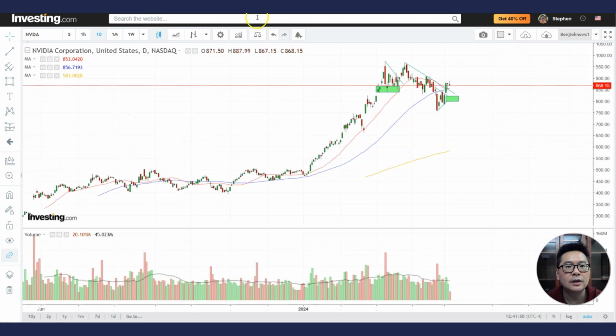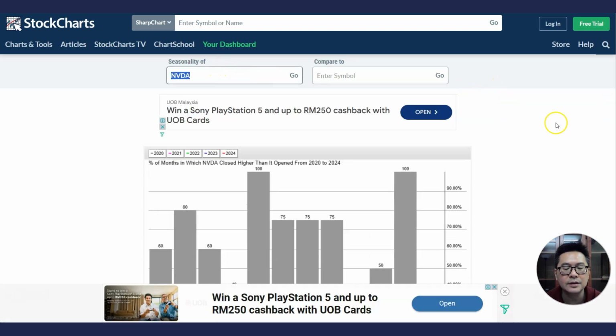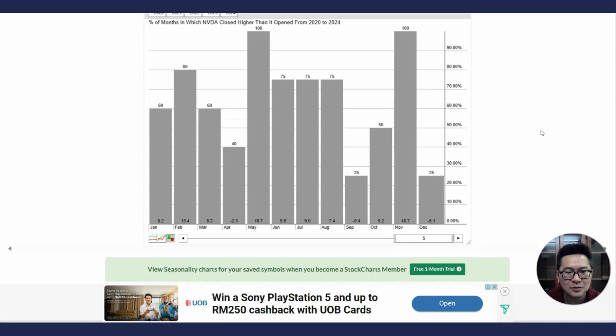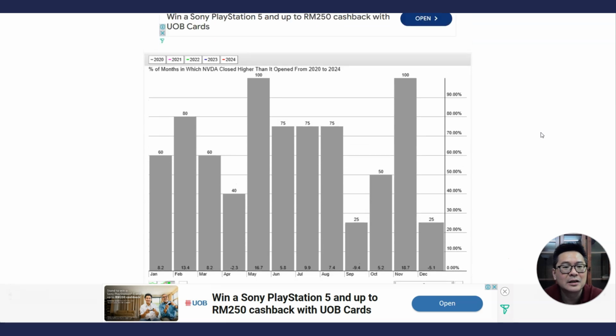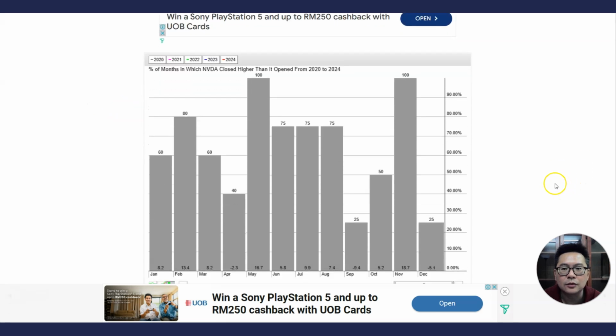So let's go to another one, that is the seasonality chart of Nvidia. I know those of you who view my analysis will know that seasonality plays a big part in fruit production, in agriculture, but a lot of people don't know that it plays a big part in the stock market as well. Stocks go up and down sometimes based on seasons. Don't ask me why, but they do work very well over the years. And if you see the data from stockcharts.com, it's all free, you don't need to pay for it.